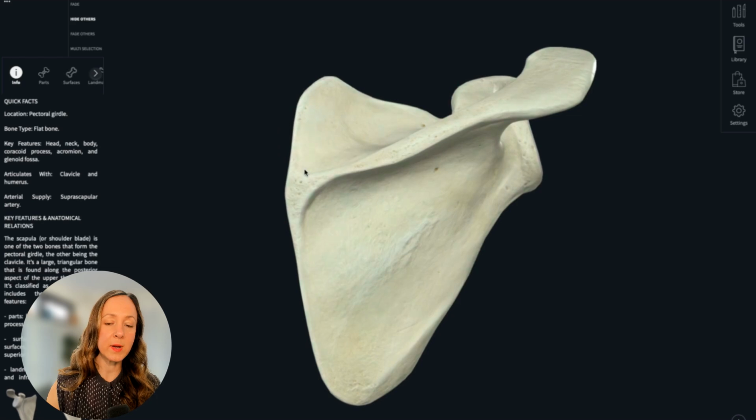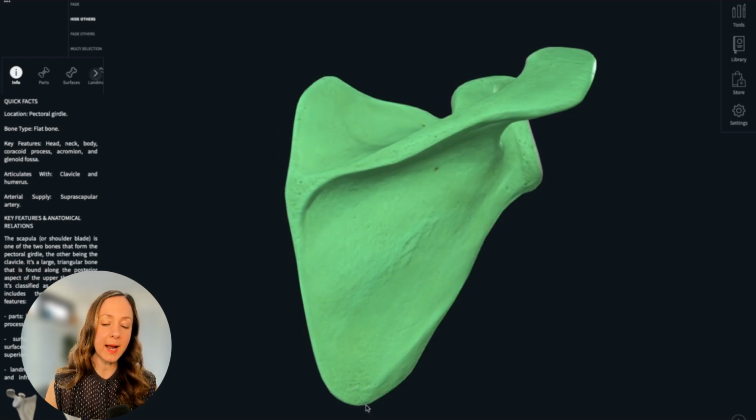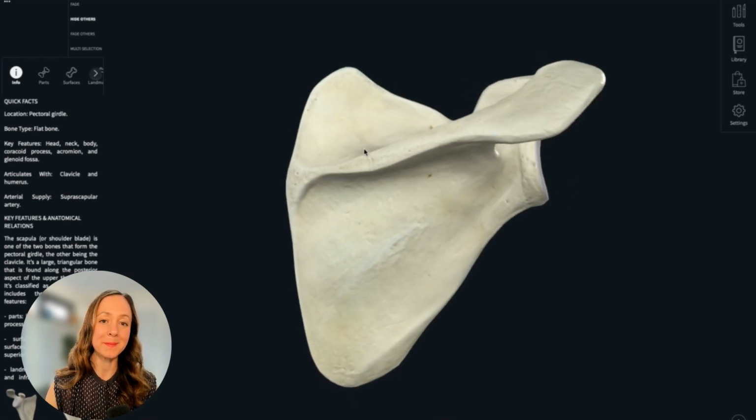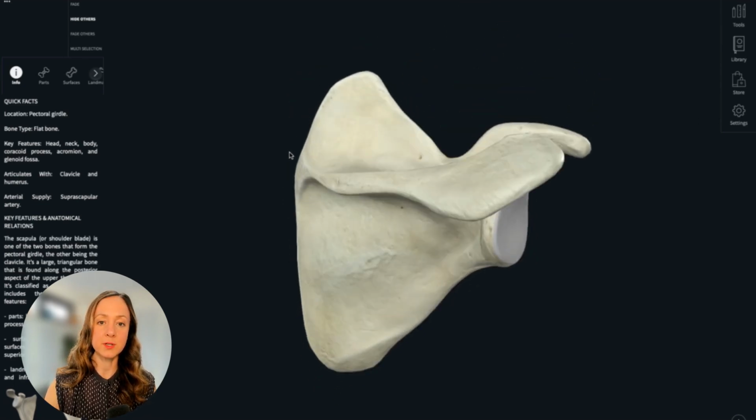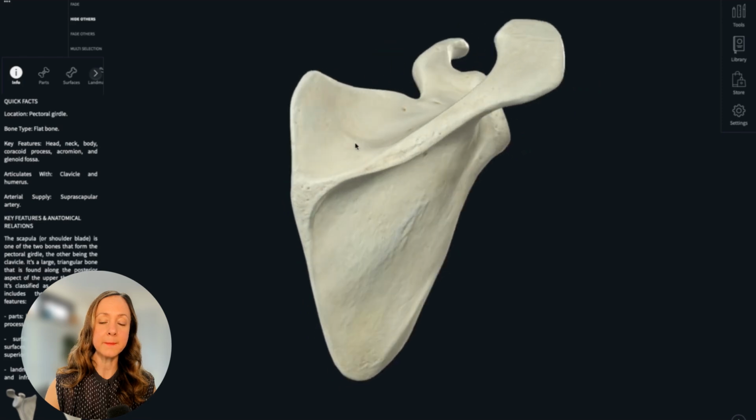Okay, so here we also have the medial border of the scapula. We have an inferior angle of scapula and a superior angle of the scapula. Above the spine of the scapula would be considered superior. So this is the superior aspect of the shoulder blade, your scapula.